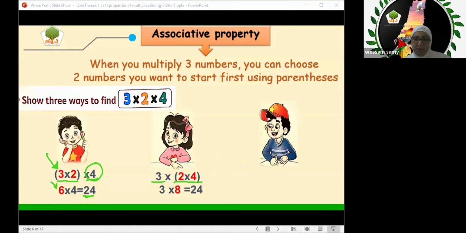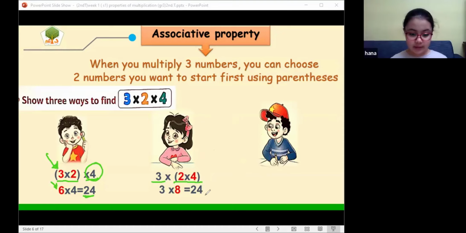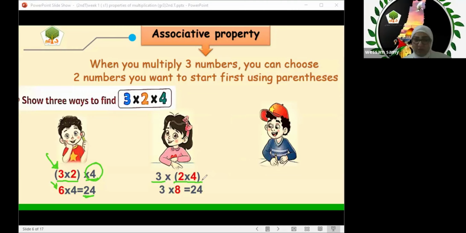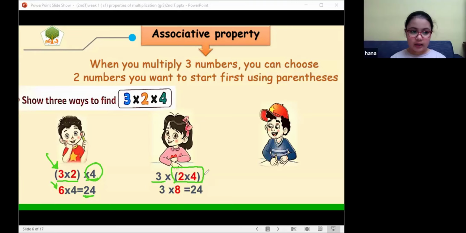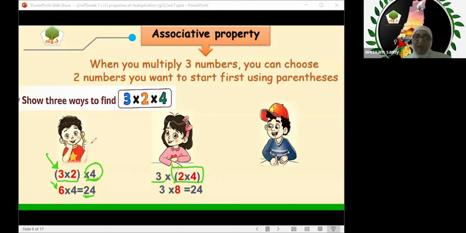Hannah, can you tell me, sweetie? Riham here will start by multiplying what? Multiply 2 times 4. Okay, how could you know that she will start by multiplying 2 times 4? How could you know? Because the two numbers are in one box. In brackets, say brackets. Okay, great.